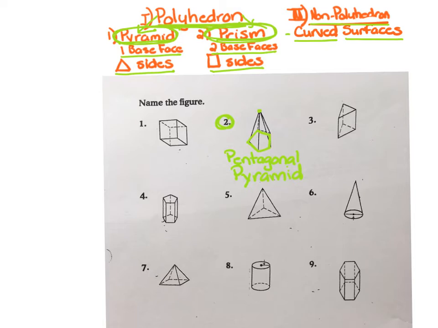But if you take a look at our next solid, there's a triangular base on the bottom and a triangular base on top. There are two base faces here, so we know we're dealing with a prism. And if you look at the sides of this particular solid, these side faces are rectangles. We know this is a prism, so we would call this a triangular prism.